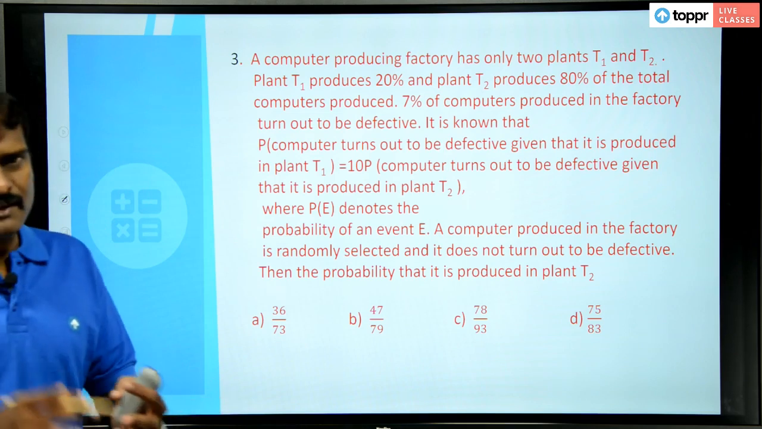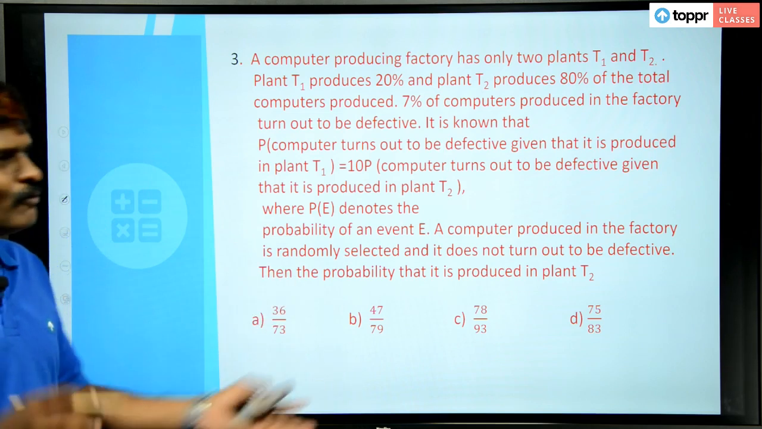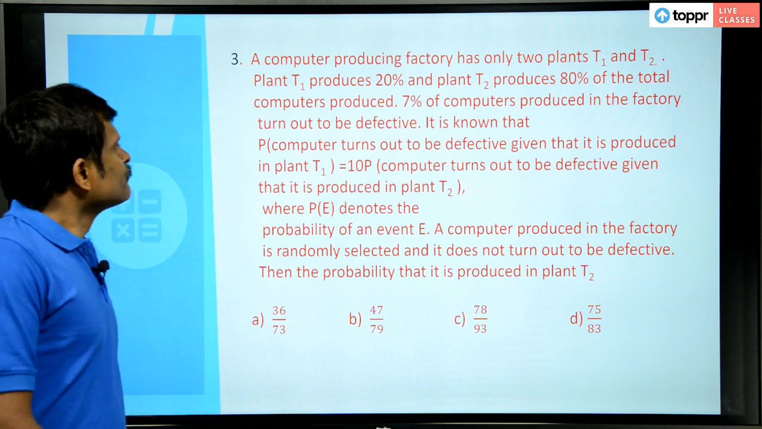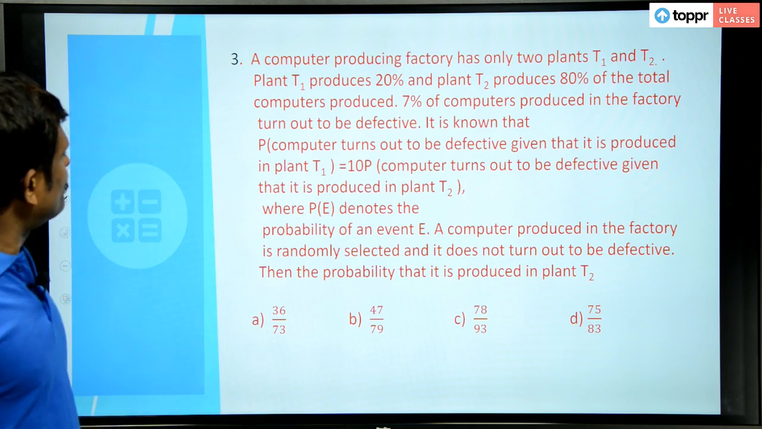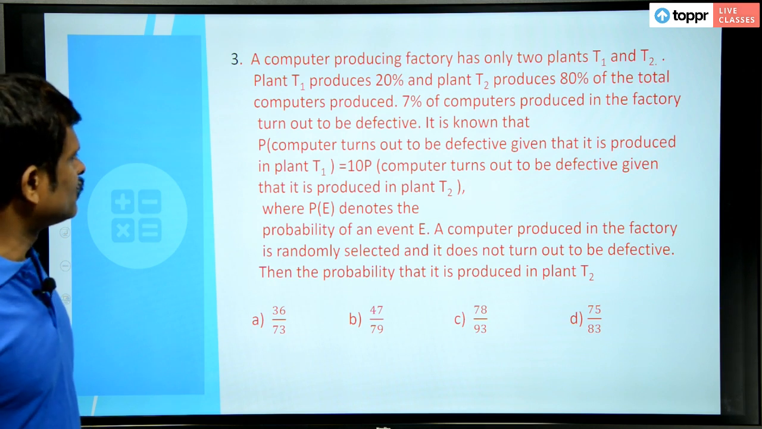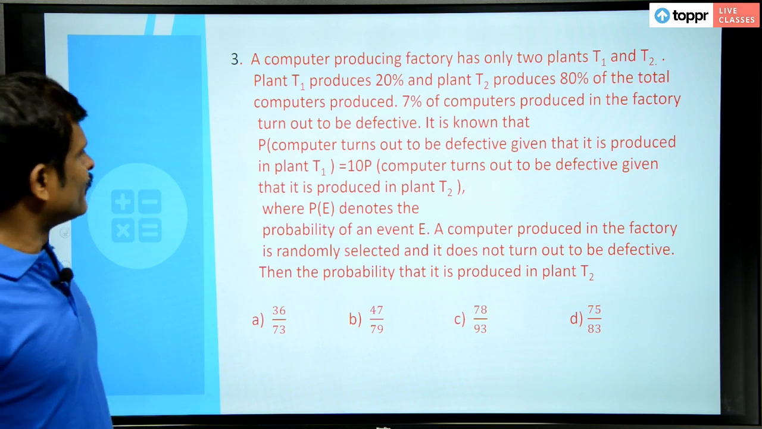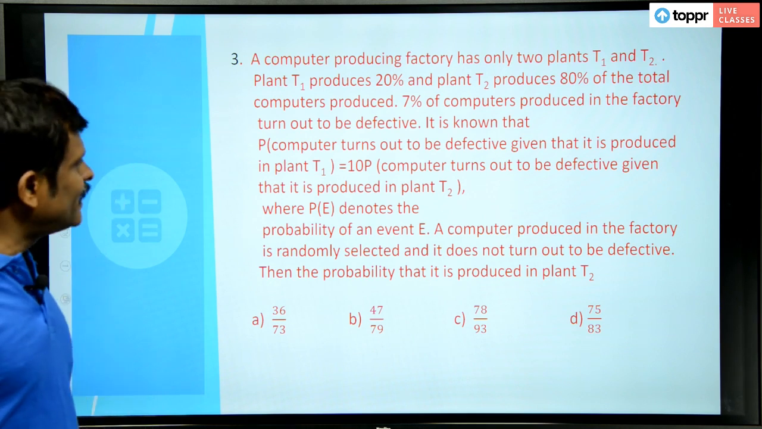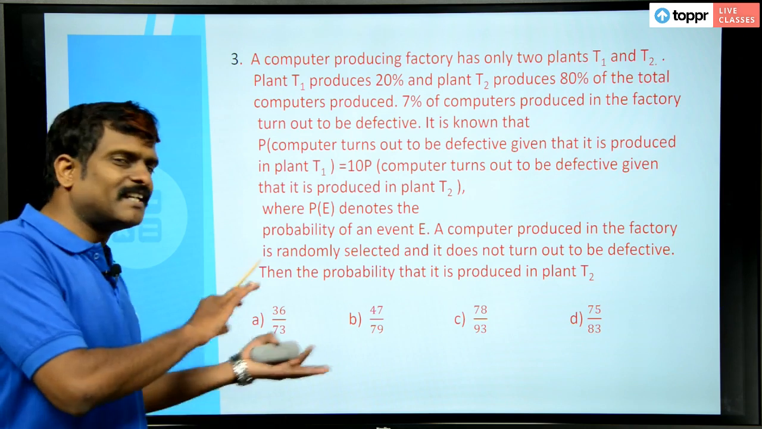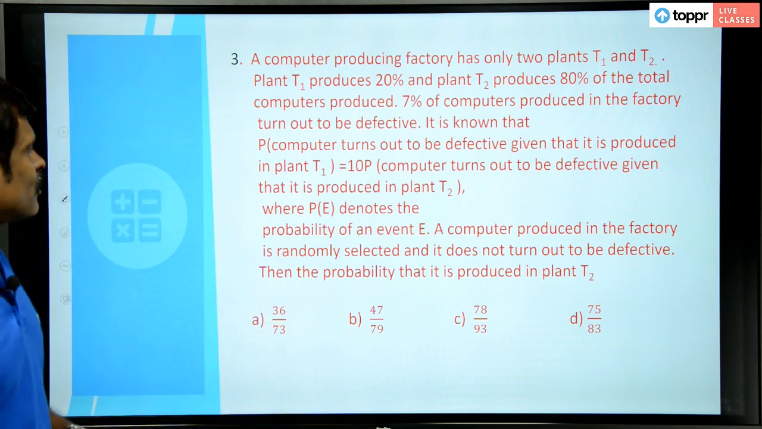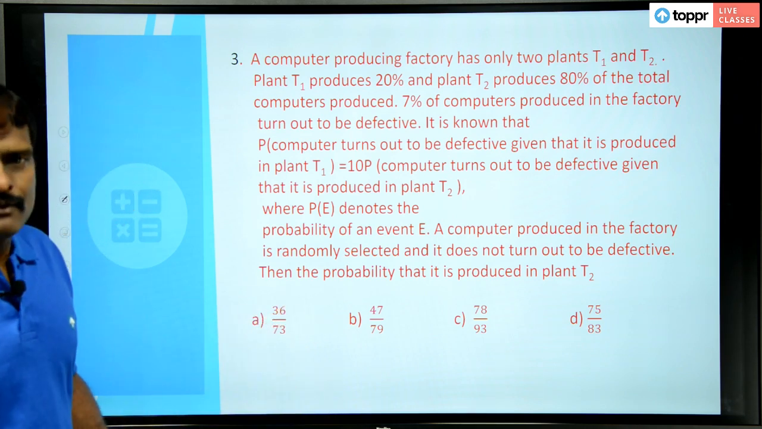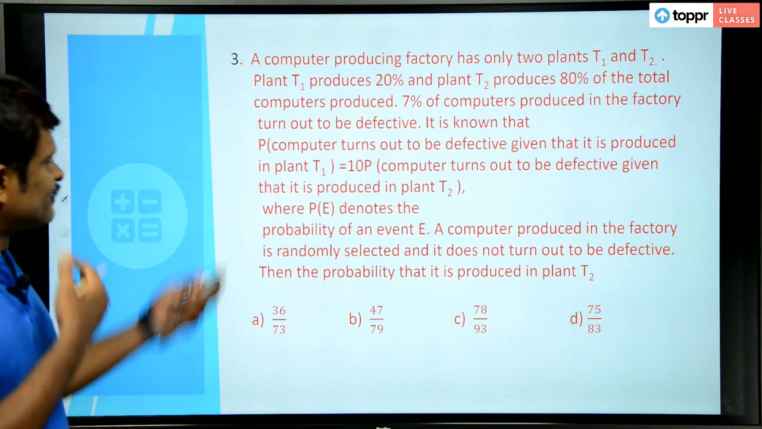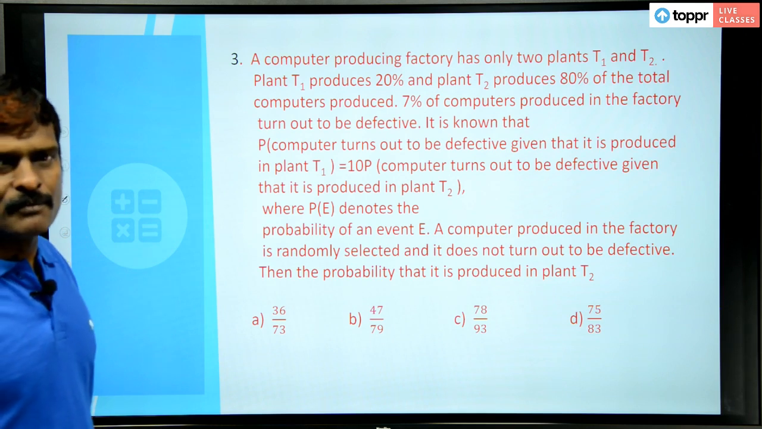It may be from T1 or it may be from T2, but together the defective ones produced are 7%. And it is known that the probability that a computer turns out to be defective, given that it is produced by plant T1, is equal to 10 times the probability when it is produced by T2. So, the probability of a defective produced by T1 is 10 times the probability of a defective produced by T2. So, T1 is producing more defective ones, that is the reason they are giving only 20% of the production share to T1.